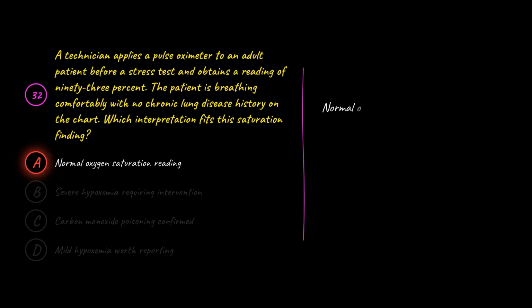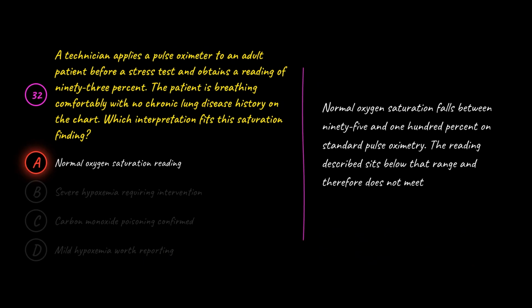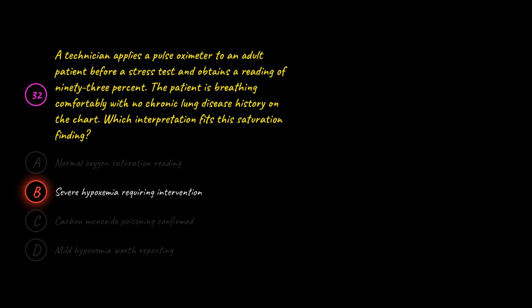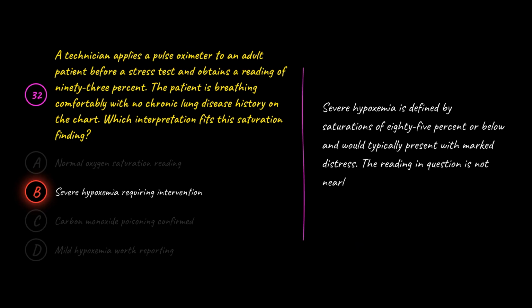A is wrong because normal oxygen saturation falls between 95 and 100% on standard pulse oximetry. The reading described sits below that range and therefore does not meet the normal saturation criteria. B is wrong because severe hypoxemia is defined by saturations of 85% or below and would typically present with marked distress. The reading in question is not nearly that low and does not meet the severe threshold.